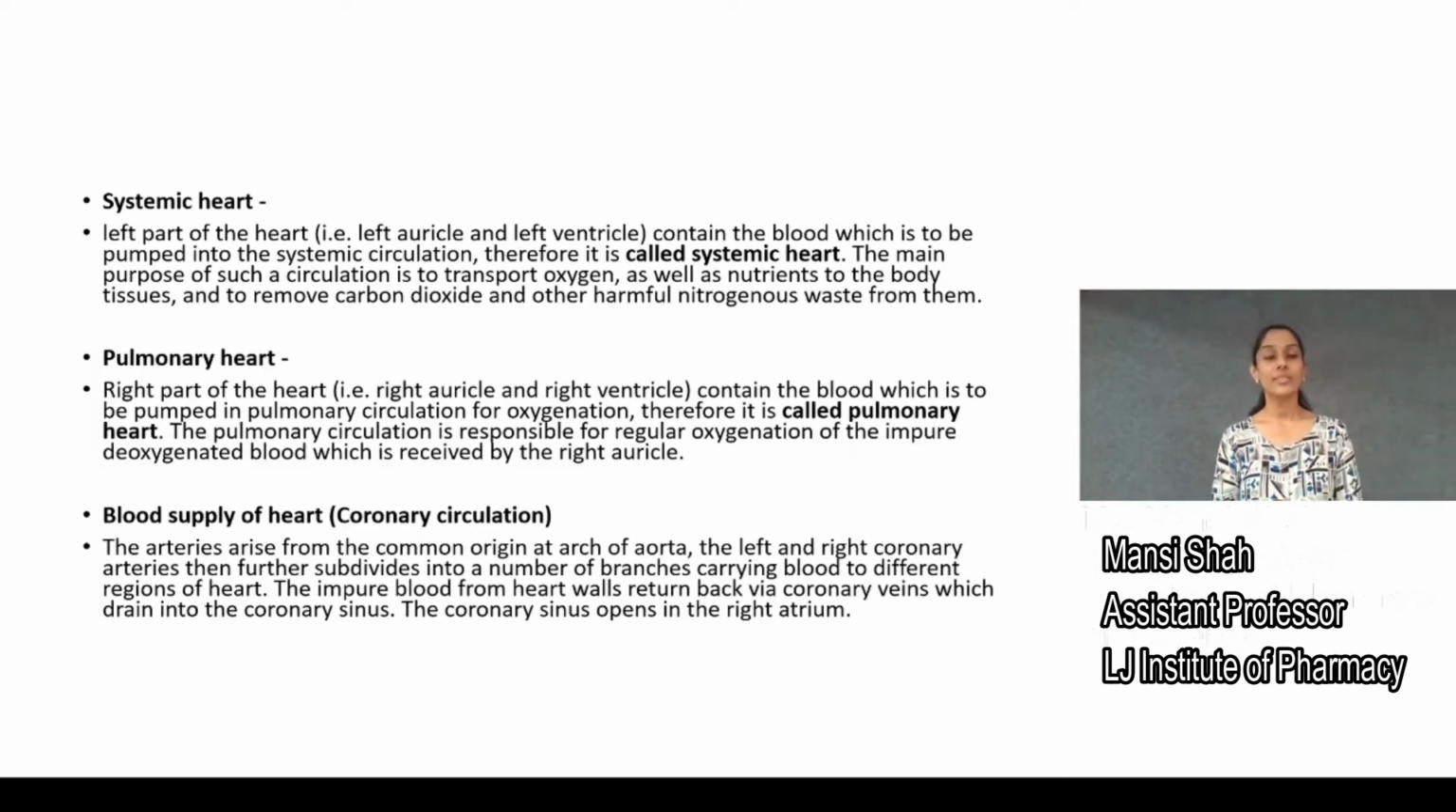Next, that is systemic heart, pulmonary heart and coronary circulation. So, systemic heart, that is the left part of the heart, that is left auricle and left ventricle, which contains blood which is to be pumped into systemic circulation. Therefore, it is called a systemic heart. The main purpose of such a circulation is to transport oxygen as well as nutrients to the body tissues, and to remove carbon dioxide and other harmful nitrogenous waste from them.